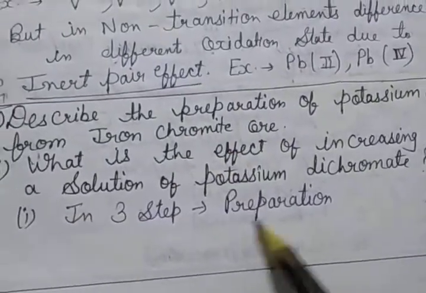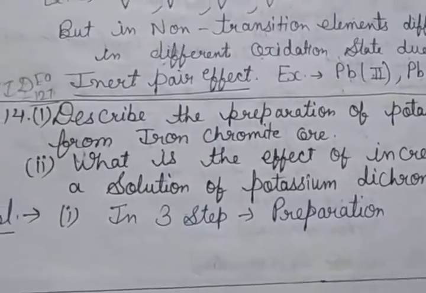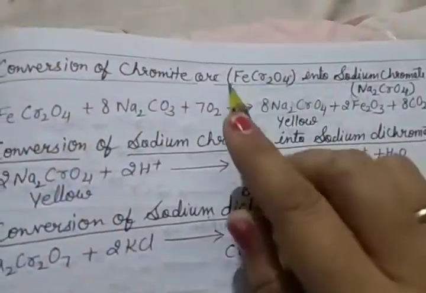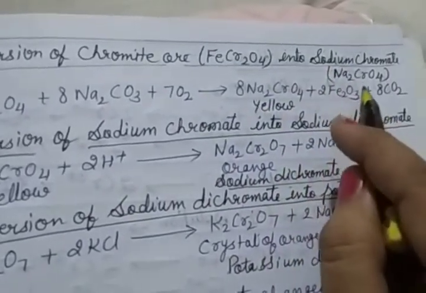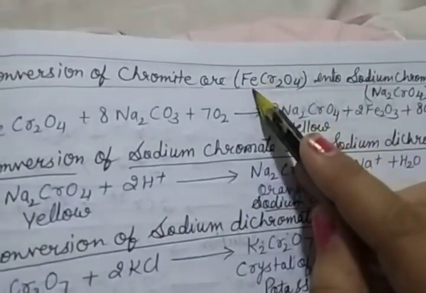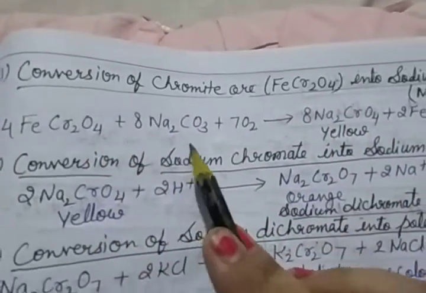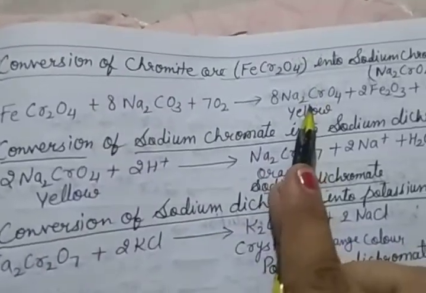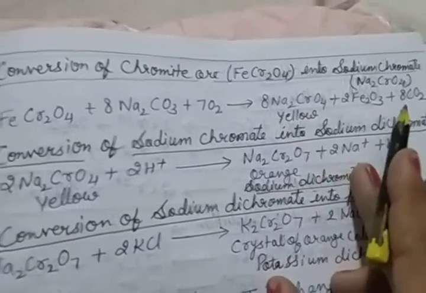So, three steps of preparation. First step is conversion of the chromite ore into sodium chromate. Sodium chromate is Na2CrO4 and the ore is FeCr2O4. FeCr2O4 reacts with sodium carbonate and oxygen, so it converts into sodium chromate, Na2CrO4. It is yellow in color. And then Fe2O3 and CO2 form.